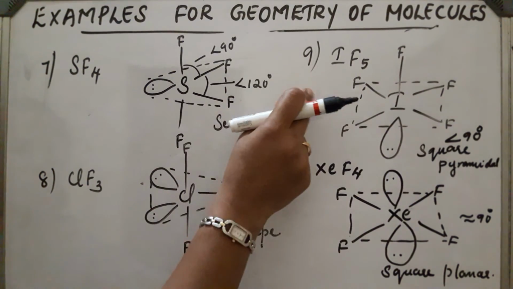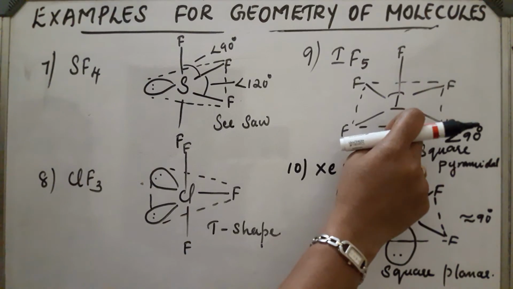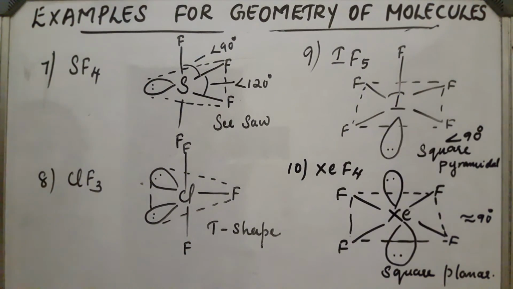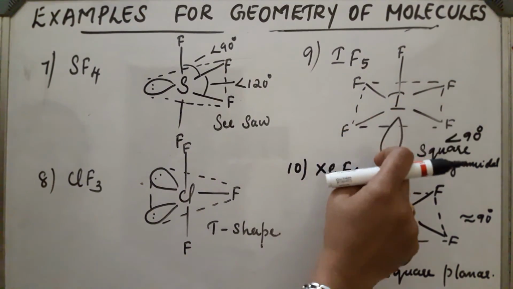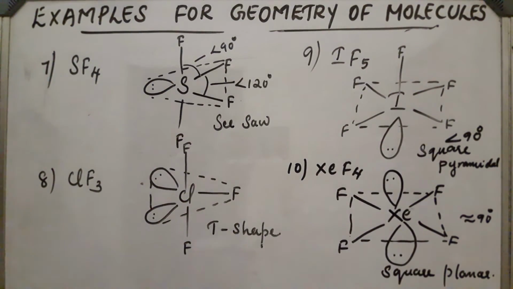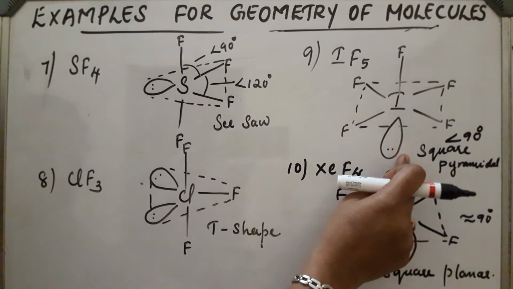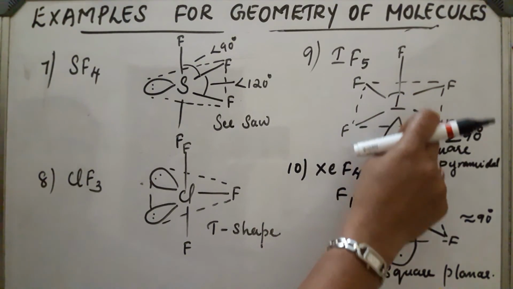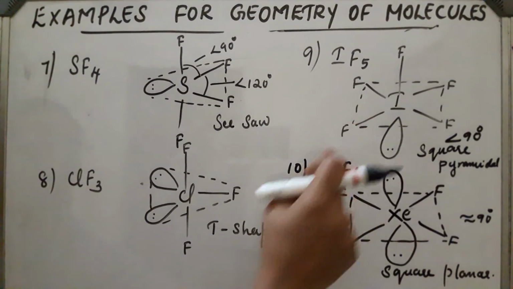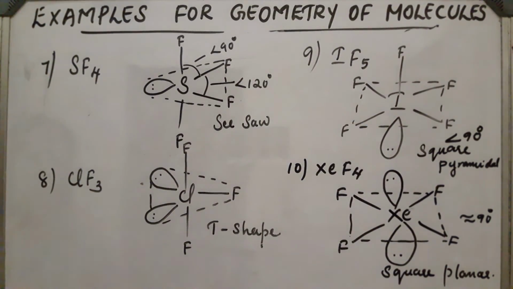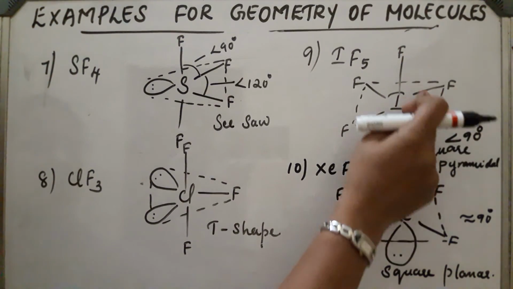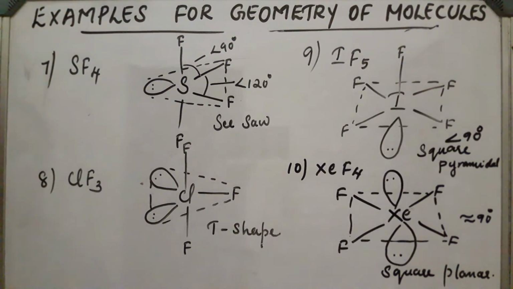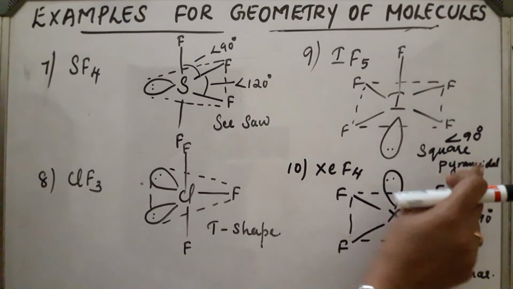Now let us take ninth, IF5. Iodine is the central atom. It is surrounded by five fluorine atoms, and this iodine contains a lone pair of electrons. This lone pair occupies the axial position, which is the most stable position in this case. This is actually an octahedral shape, but due to the presence of this lone pair, the angle shrinks and decreases from 90 degrees, and it is always less than 90 degrees. The shape of the molecule is called square pyramidal.